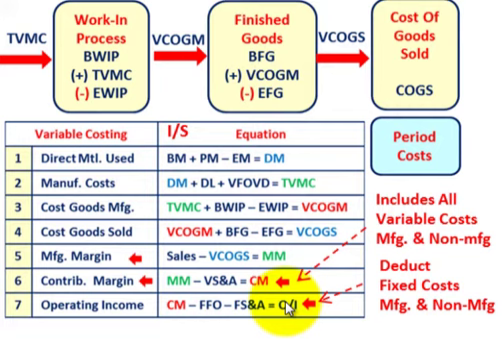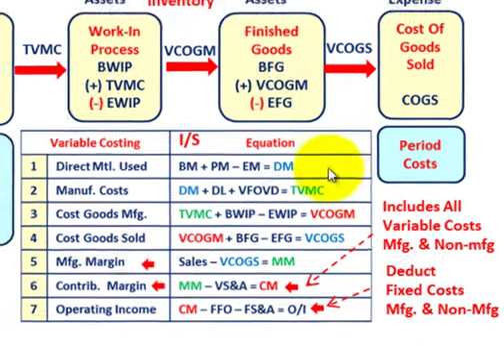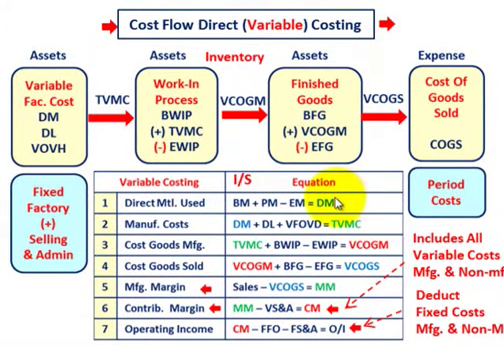Okay, so again, that includes all the variable costs, manufacturing and non-manufacturing. And then the operating income, this is where we deduct all the fixed costs, both manufacturing and non-manufacturing. So really that's the key here. The contribution margin included all those variable costs, whereas our operating income is where we had to deduct the fixed costs, both manufacturing and non-manufacturing. Okay, so that's pretty much it for cost flow for variable costing, and we looked at this income statement based on that cost flow.